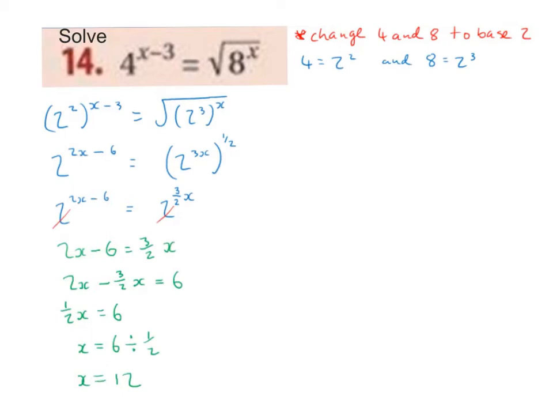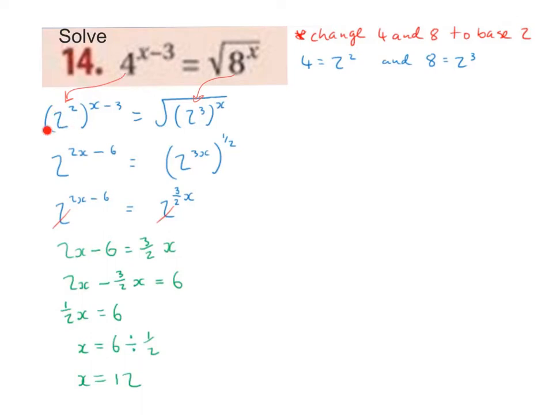So the first thing that I'm going to do is change this 4 to 2 squared, but very, very important, I'm going to put brackets around my 2 squared. Okay, and the next thing I'm going to do is change the 8 to 2 cubed, and again I must remember to put brackets around my 2 cubed. So once we've done that, we can start to sort out our indices.